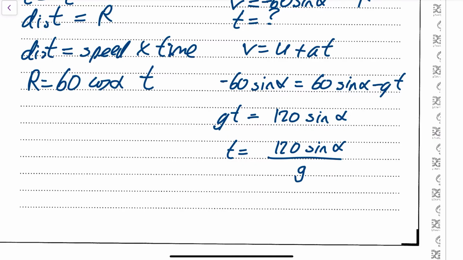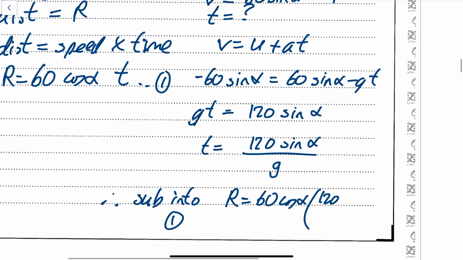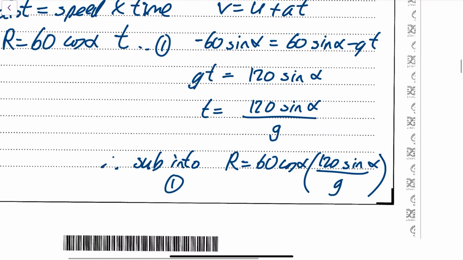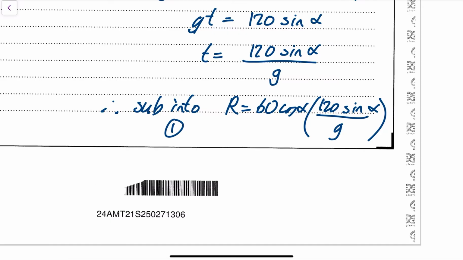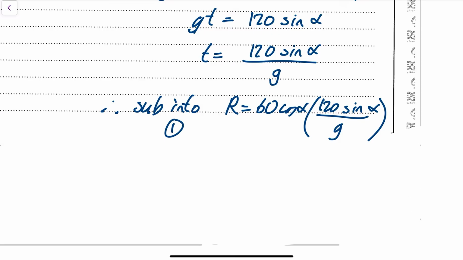We can just fire that back into the r. So we'll call that equation 1. So sub into equation 1. My r then is equal to 60 cos alpha, and instead of my t, I'm going to write 120 sine alpha all over g. And then we'll go from there. Again, folks, remember, you never do what I'm doing here, writing over these things. This is just to keep us on the screen for your benefit and make it a wee bit easier for us to see. But you would never write outside that box, as that's the only bit that gets marked.